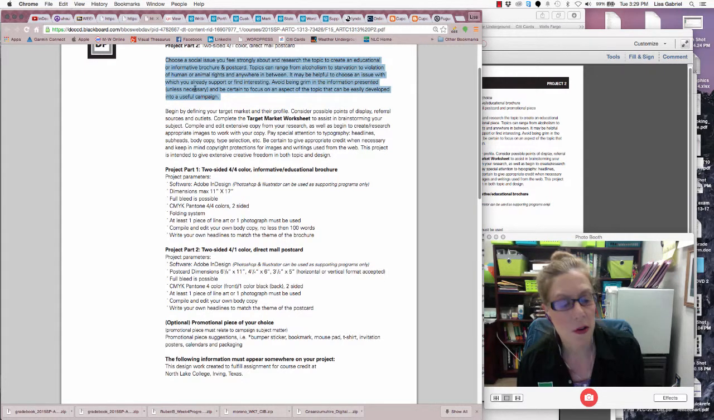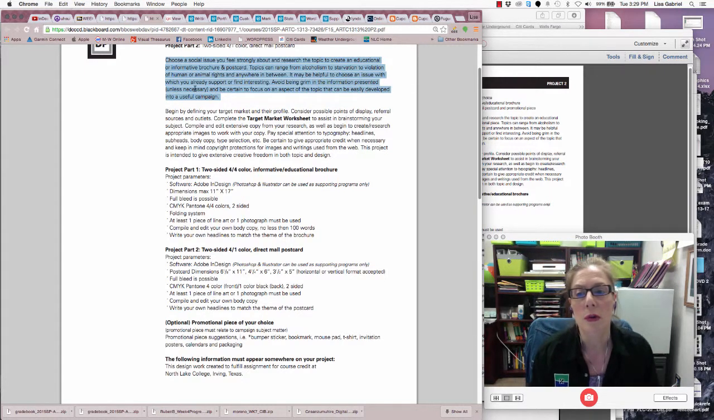So the project itself is intended to give you extensive creative freedom in both topic and design. So not only will you be thinking about the topic, researching out the topic, locating all the materials to put the project together, but you'll also be doing all the design work. And you will be using InDesign.